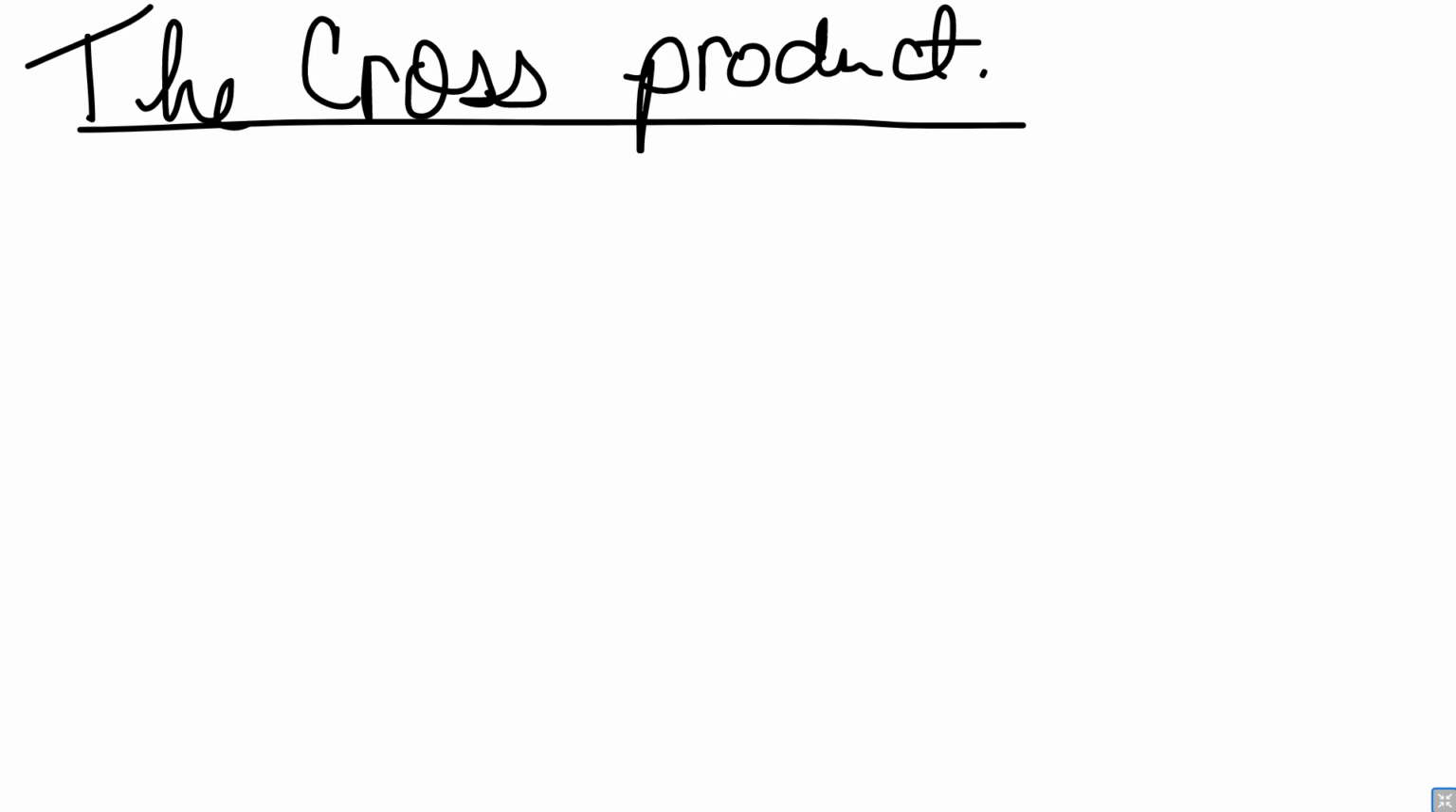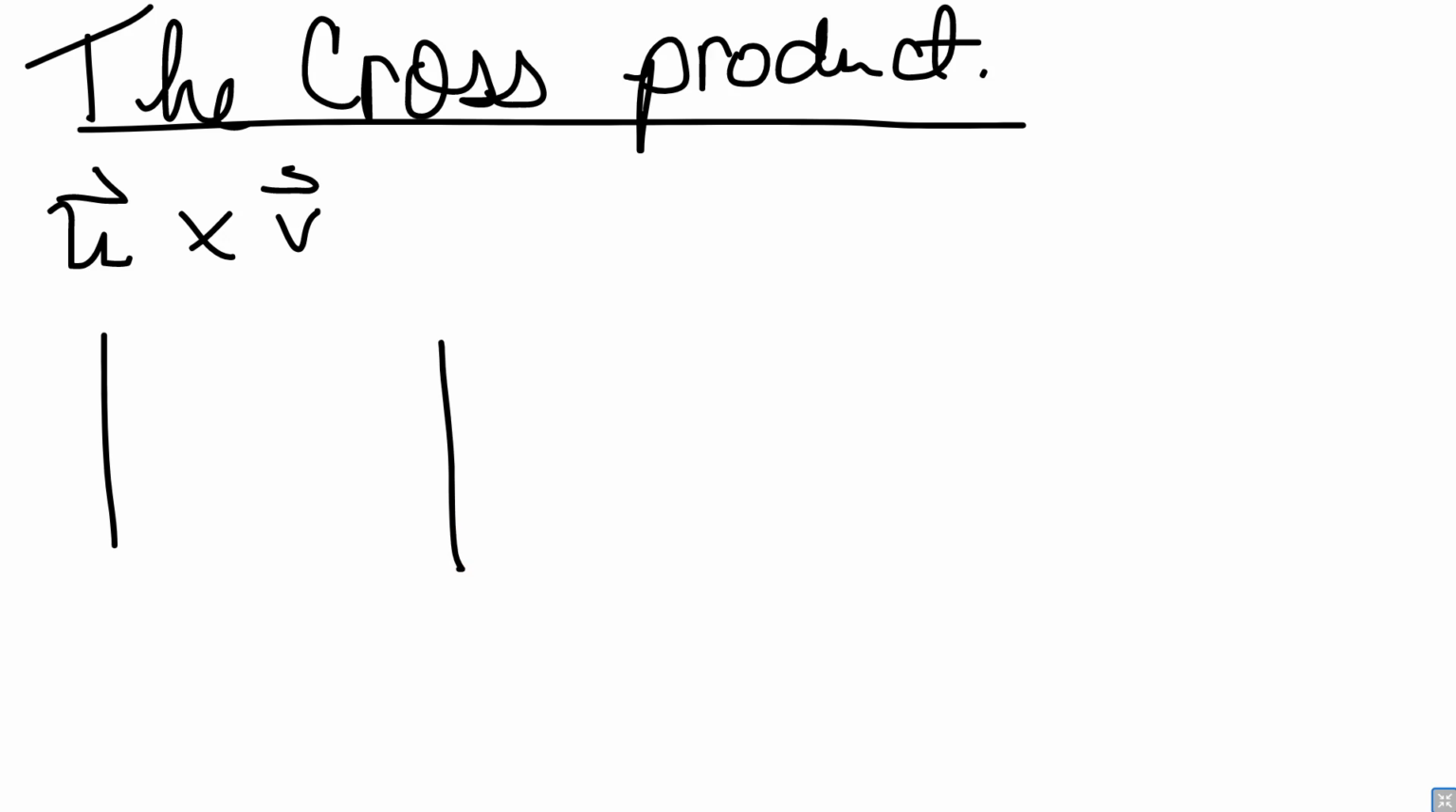Now, what's different between a cross product and a dot product? The dot product produces a numerical answer. The cross product is going to produce a new vector. With the cross product, if we've got vector u cross with vector v, the way this is going to work is as follows.